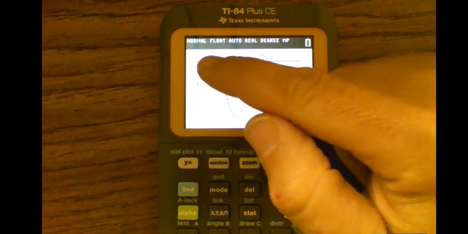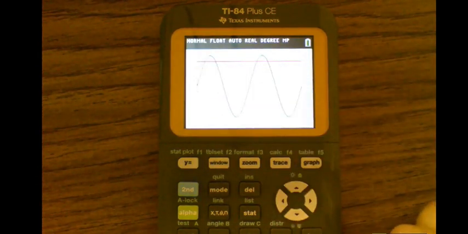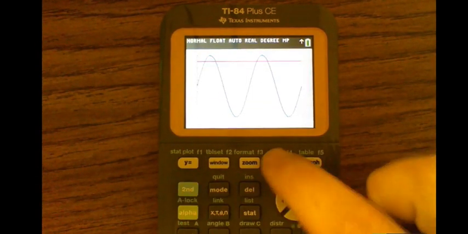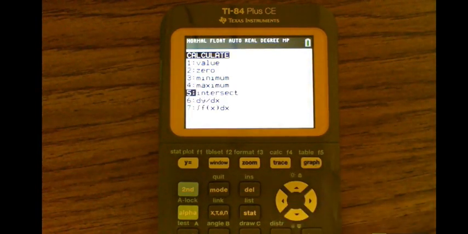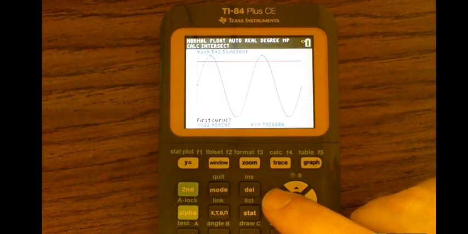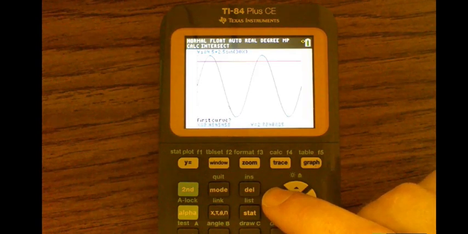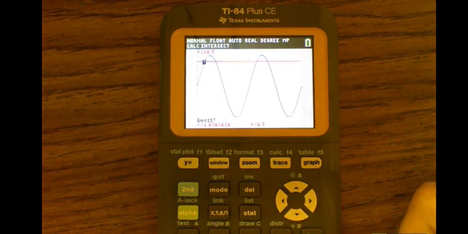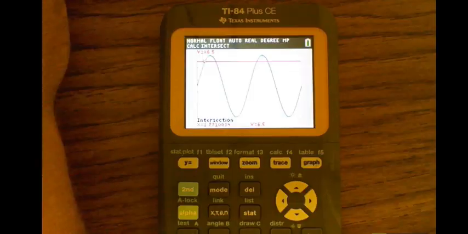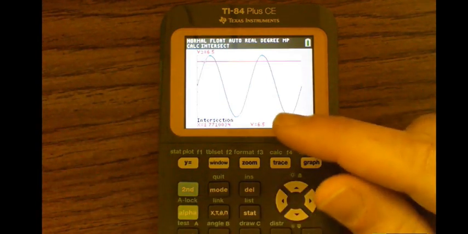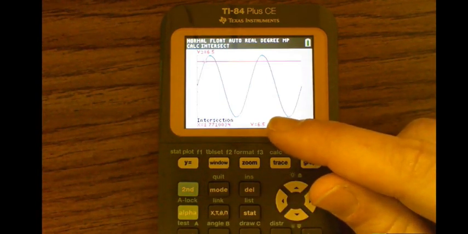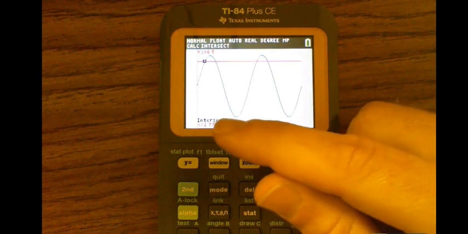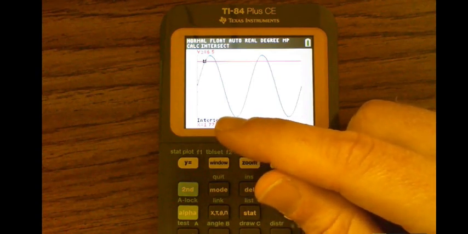So let's just say we wanted to find the first time that it reached a height of 6.5. If I go under Calc and choose intersect, and then you just put your cursor closest to the point of intersection that you want. So I'm going to put it right about there, and you just hit enter, enter, enter, and there you go. So we can see that the first time the height was 6.5, the time was 1.77 hours.